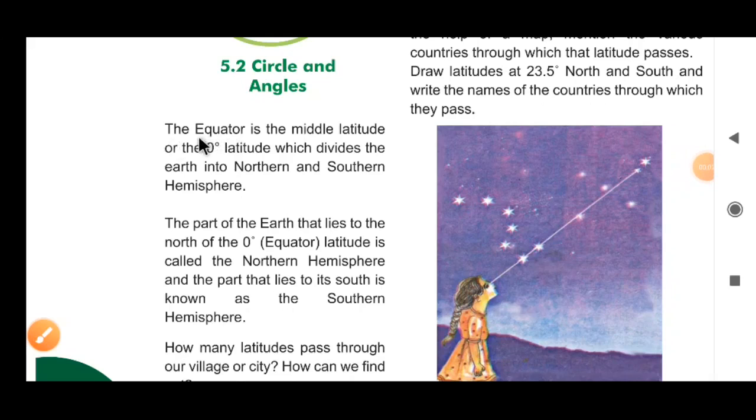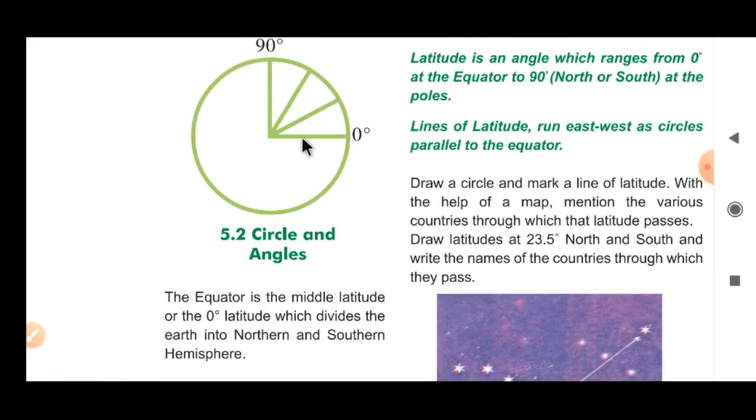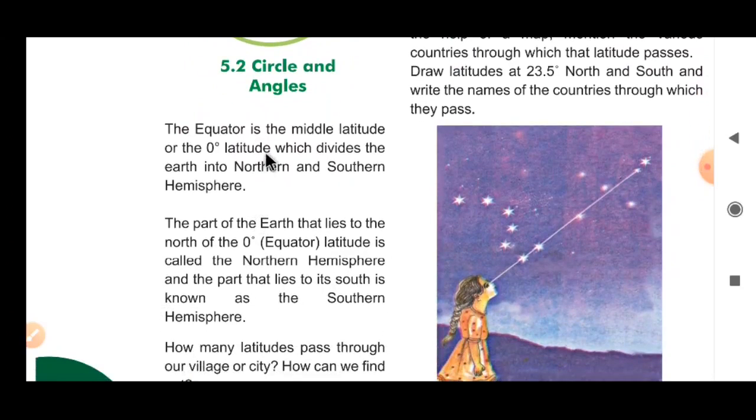Now we will learn about the equator. The equator is the middle latitude or the zero latitude which divides the earth into northern and southern hemisphere. So student, we also know that the equator is at 0 degree. It means it is in the middle of the circle. So the north part, the upper side, is north and the downside is known as south. So the upper part north is known as the northern hemisphere, and the south part is known as the southern hemisphere.